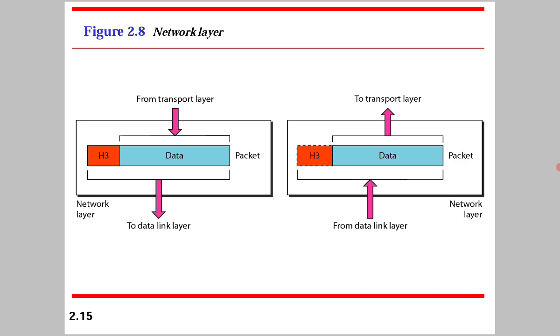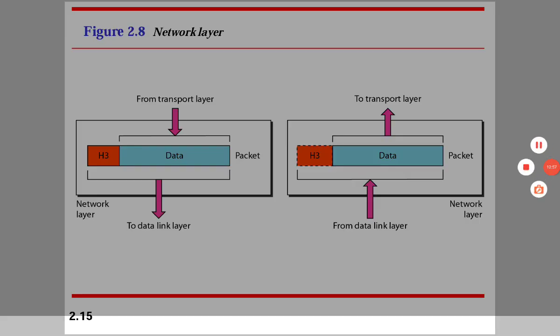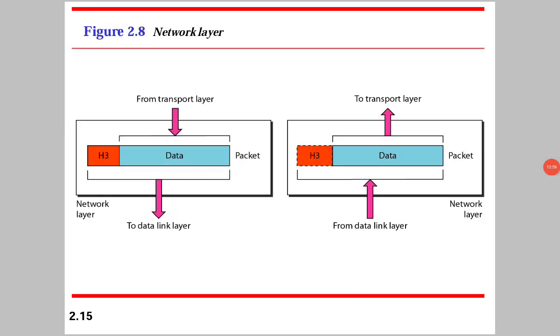The third layer is the network layer. What is the network layer? The network layer is the third layer. The first one is the physical layer, the second one is the data link layer, and the third one is the network layer. In the network layer we use packets as the data transmission unit.